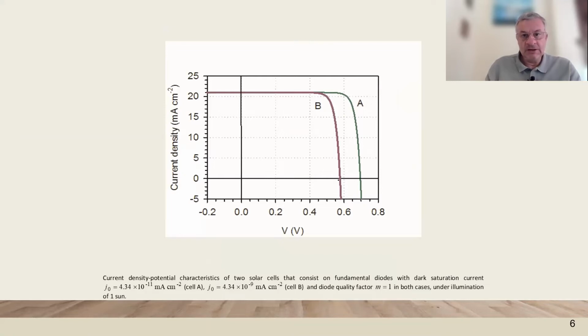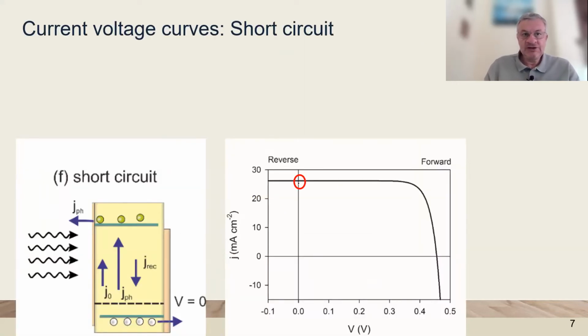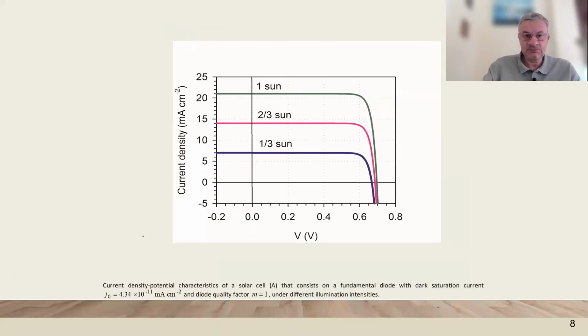If we decrease recombination, then the photovoltage increases and also the solar cell efficiency. Short circuit current is the current at voltage 0, so that we are extracting the photogenerated carriers. As we increase the light intensity, then the photocurrent is going to increase.